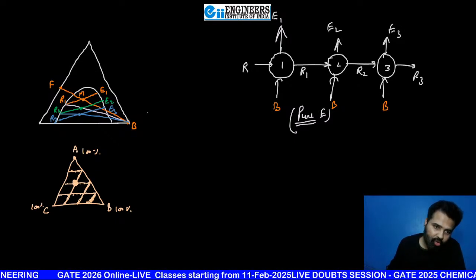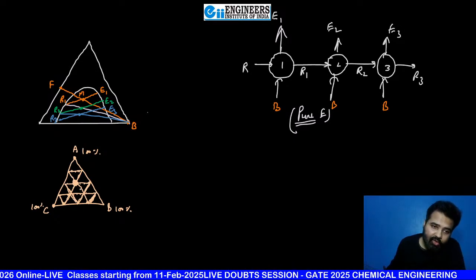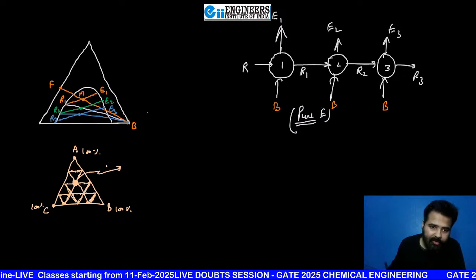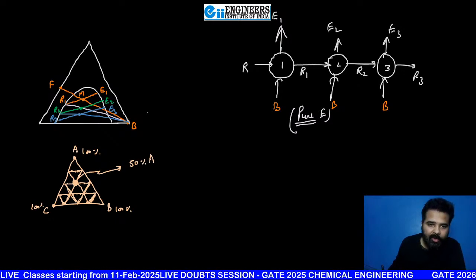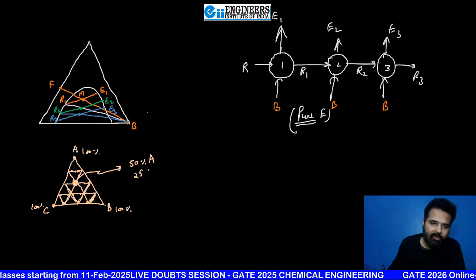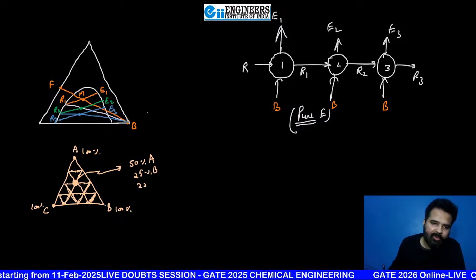What about C, sir? No problem. Again parallel to AB. So for C, here 100%. On this line, it is 75%. Here 50%. Here 25%. So suppose I am asking about this point. It will be 100, 75, 50: 50% A. Then 100, 75, 50, 25: 25% B. And 100, 75, 50, 25: 25% C.